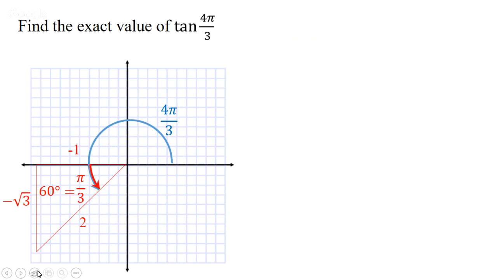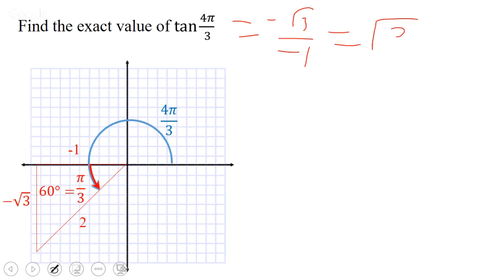So now I have my triangle. Now all I have to do is find tangent. Well, tangent is opposite over adjacent. So opposite is negative square root of 3, and adjacent is negative 1. Well, a negative over a negative is a positive, and anything over 1 is itself. So it's going to be just square root of 3.